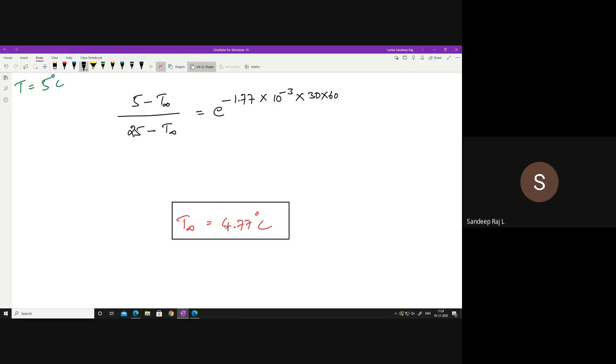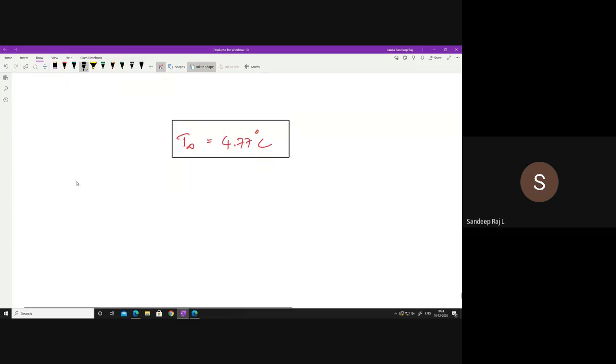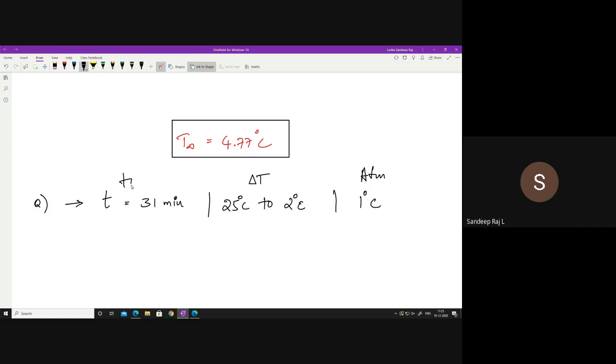Okay. So this is a story, and from this you can understand one practical thing. In question A, you got the time. The time is 31 minutes. And here the cooling down temperature is from 25 degrees centigrade to 2 degrees centigrade, and the atmosphere temperature being 1 degree centigrade. So this is atmosphere temperature, this is temperature drop, and this is time.